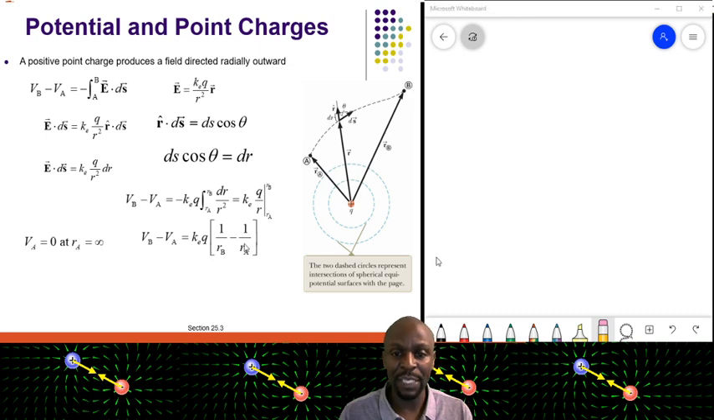Now if we take that potential at rA to be equal to 0 at infinity, therefore we end up with this equation for the potential. And I want to emphasize this, that this is not r squared. Please don't confuse it with the electric field. This is not r squared. Now this is your potential, right?